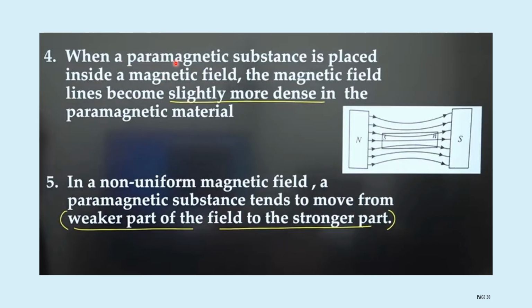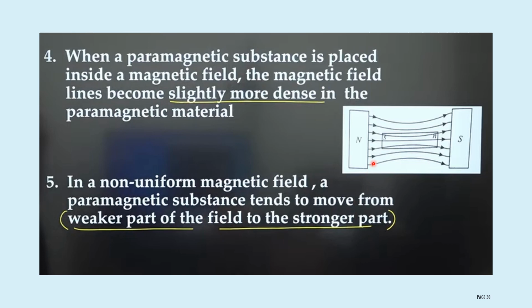Fourth one, when a paramagnetic substance is placed inside a magnetic field, the magnetic field lines become slightly more dense in the paramagnetic material. You know, the magnetic field inside a paramagnetic material will be more compared to the external magnetic field. Because of this reason, the magnetic field lines become more dense compared to the external magnetic field. Then fifth point, in a non-uniform magnetic field, a paramagnetic substance tends to move from the weaker part of the field to the stronger part.